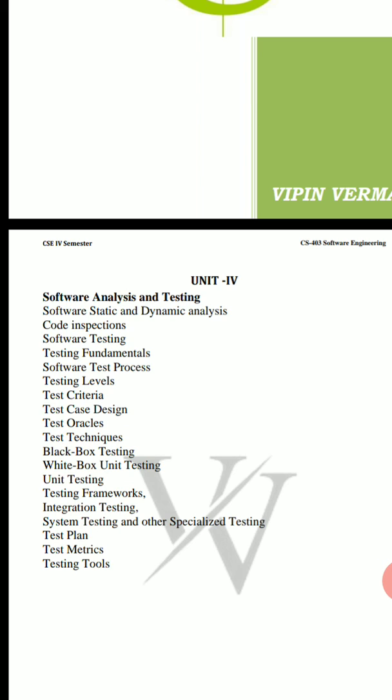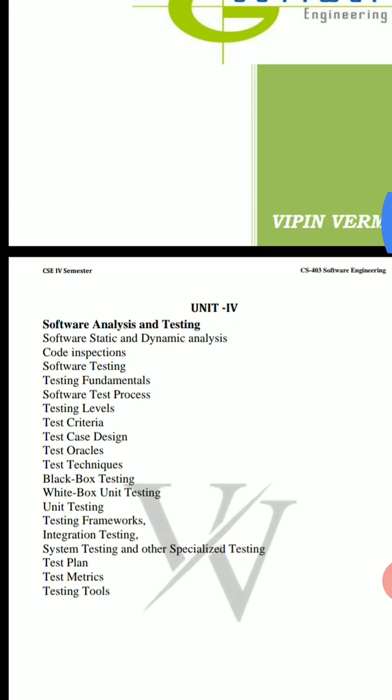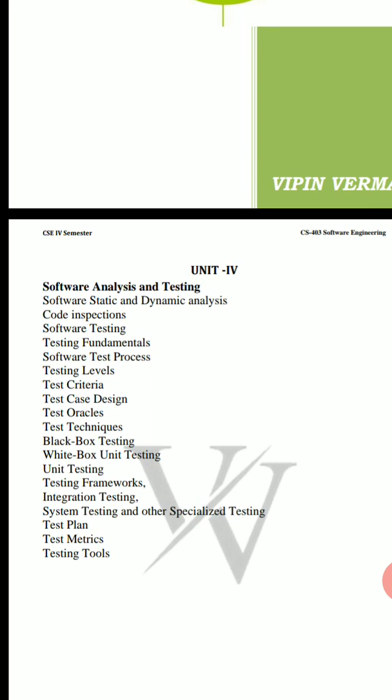Unit number 4, as per your syllabus, these are the topics you can see here on the screen. Mentioned: software analysis and testing. So I can say the 4th unit is all about the analysis of software testing methodologies. It is not about the analysis process, which is the earliest stage of the software development model, but the analysis of software testing methodologies.